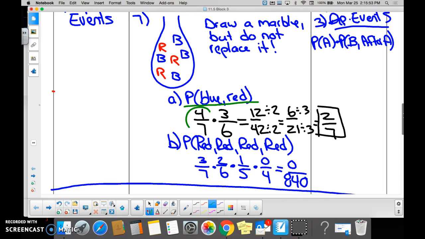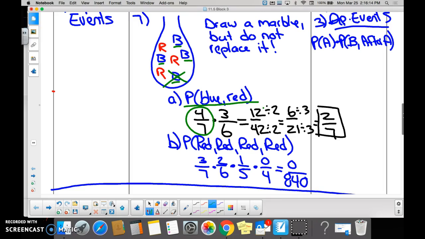You guys said it was? 4, 7. We got 1, 2, 3, 4 blues and 7 total marbles, right? Yeah. But if we kept the blue out of the bag, so in other words, one of the blues is now gone, what's the probability of drawing a red? 3 out of 6. So before it was 3 out of 7 when we put the marble back, but now it's 3 out of 6.